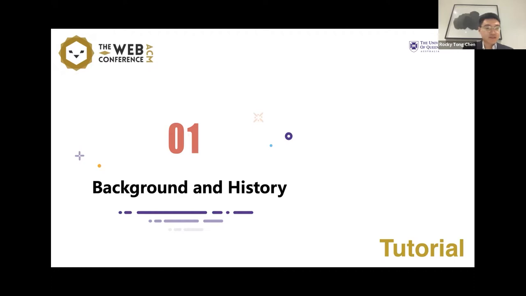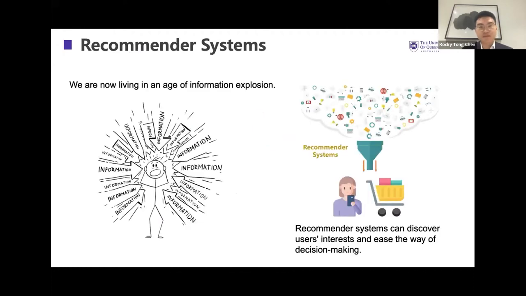So let's get started. First thing first, why recommendation? As typical online users within the computer science community, I think most of us are experiencing the fact that we're now just living in an era of information explosion. And sometimes we just call this information overload. And for online users, that just means it's getting harder and harder to get the information we want, and harder to get the information relevant to us.